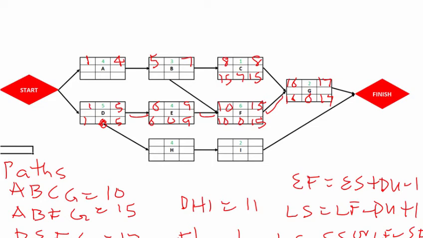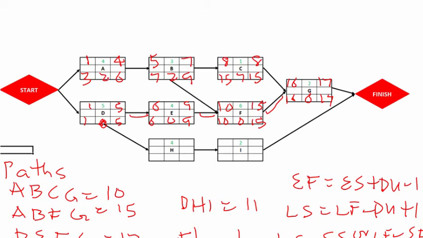So since the late start for activity F is 10, this will give us 9. So if this is 9 minus 3, that is 6 plus 1, 7. So the float is 2. And if the late start of activity B is 7, this will give us 6. If this is 6 minus 4, 2 plus 1, 3. So the float is 2. Right? I hope you get it up to this point.